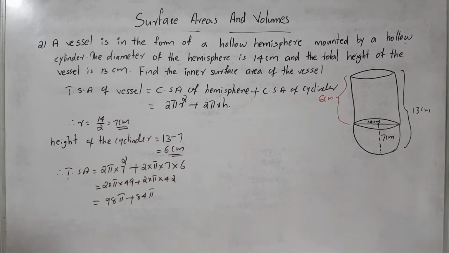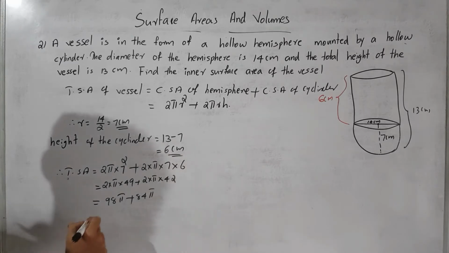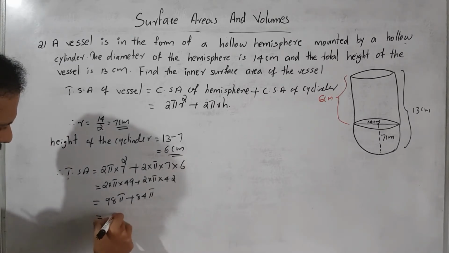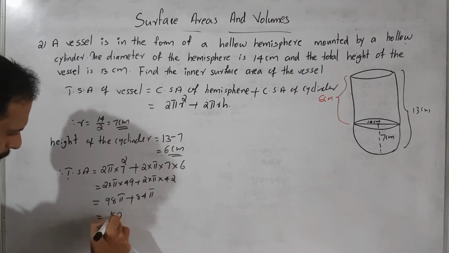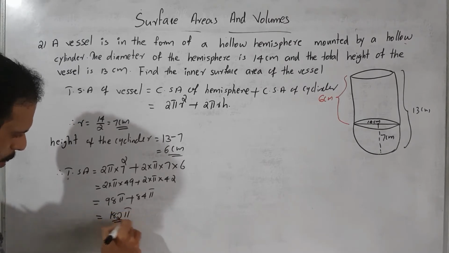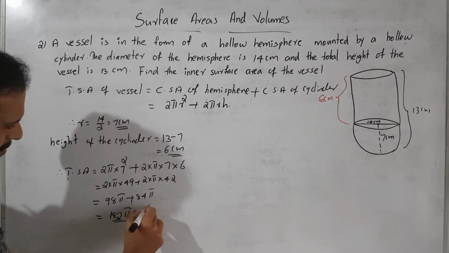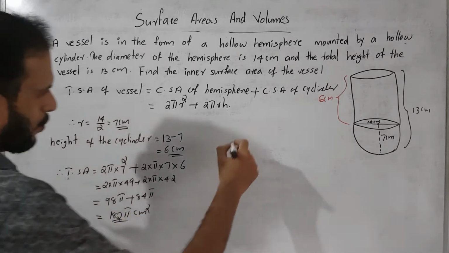98 pi plus 84 pi. Then what is 98 pi plus 84 pi? Then we add, and we get 182 pi. Correct? 182 pi square centimeter. Then is equal to what we get?